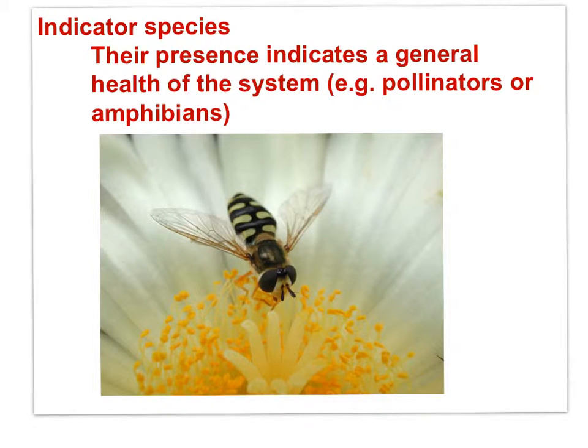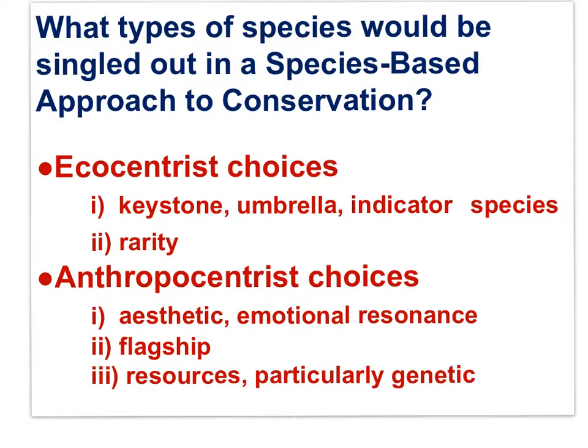The species-based approach might include indicator species. The presence of indicator species is a sign of the general health of the ecosystem. Pollinators, for example, or amphibians are both indicator species. An ecocentric species-based approach toward conservation would also include species whose numbers are low, rare species.